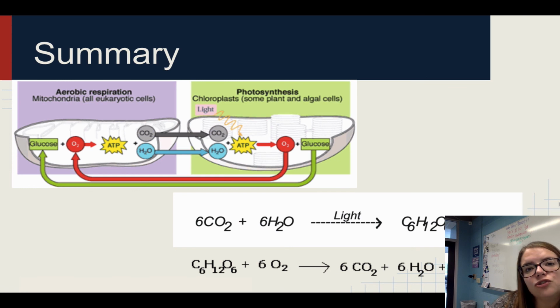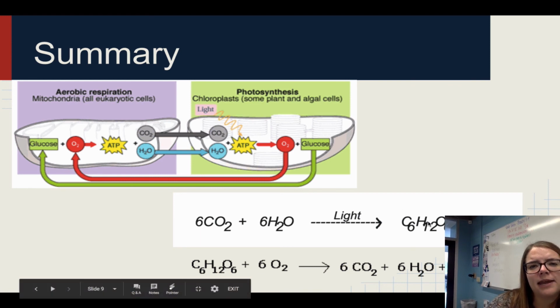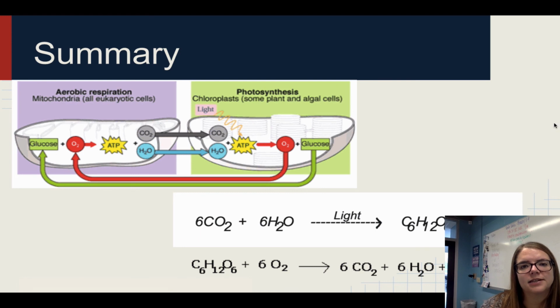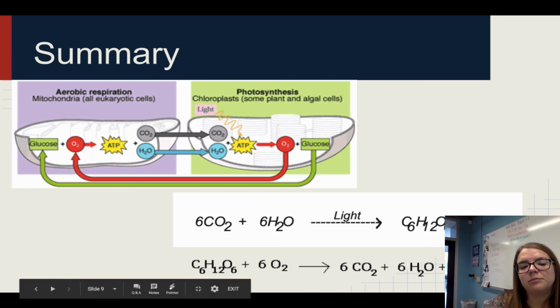Okay, so again, what you should recognize is that these are chemical opposites of each other, right? So what's made in photosynthesis is what starts cellular respiration, and what's made in cellular respiration is what starts photosynthesis, right? Chemical opposites of each other, the difference being the kind of energy, right? We'll use light energy in photosynthesis. We're going to make ATP energy in cellular respiration.